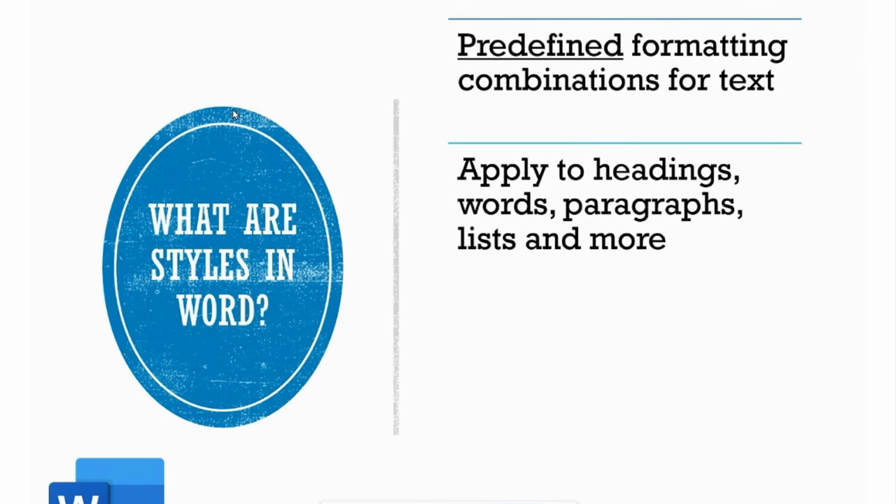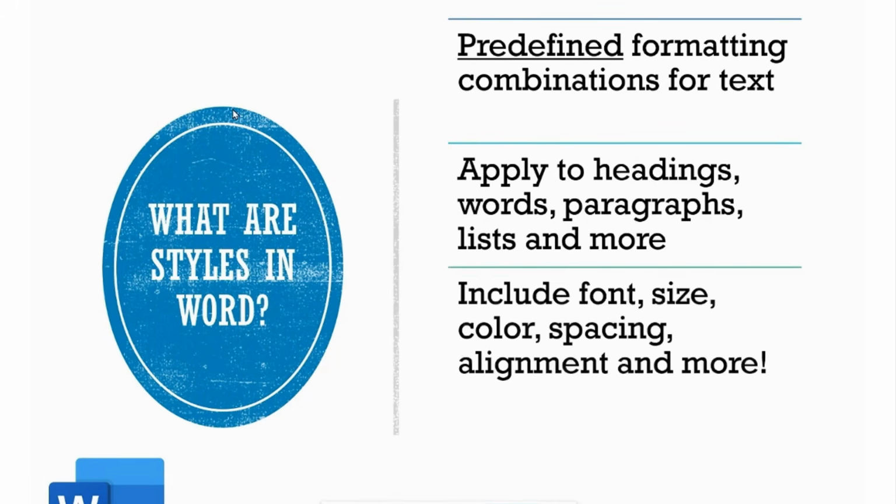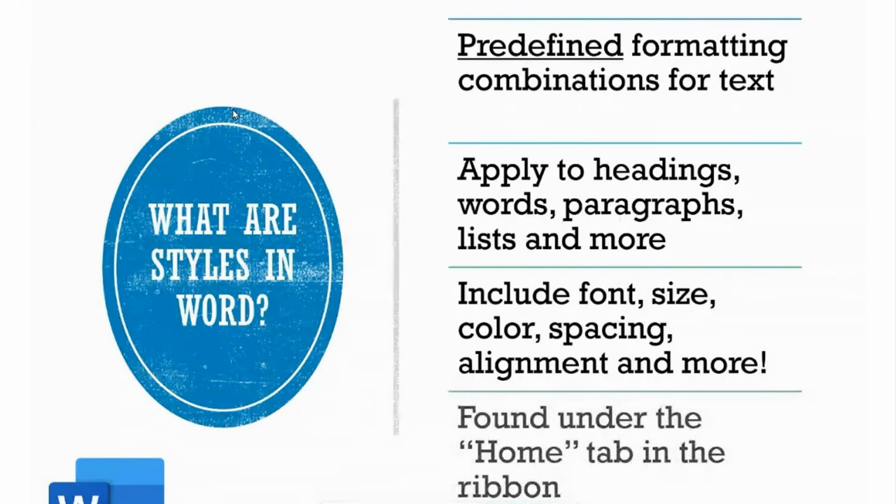So where do we use it? For headings, for individual words, for paragraphs, for lists, meaning unordered lists or even ordered lists, numbers and bullets. It can include anything that you work with in terms of formatting: the font, if you want to change it from Arial to Calibri, the size of the font, the color, the spacing, alignment. It's going to allow you to save a version of it so you can apply it very quickly. Where can we find styles? It's going to be under the Home tab. I'm going to give you a nice little tour of all that in just a minute.